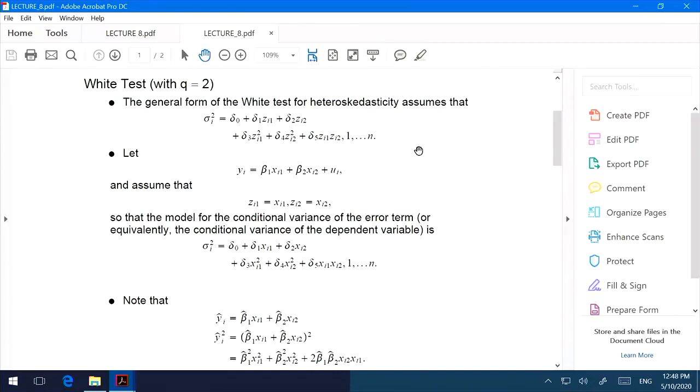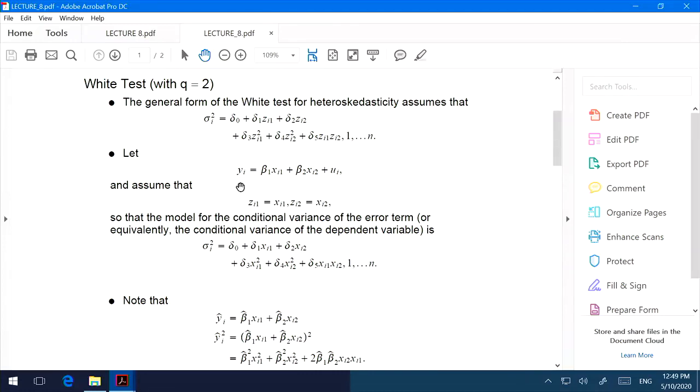So it might not be obvious to you why using yi hat and yi hat squared is an alternative to using all of the z's and the squares of the z's and all of the cross products. So let's look at a simple example in order to make that a little bit clearer. Suppose I have a linear regression model consisting of two x's, x1 and x2. So I'm going to choose as my z variables x1 and x2. So my z1 is just going to be x1, and my z2 is just going to be x2.